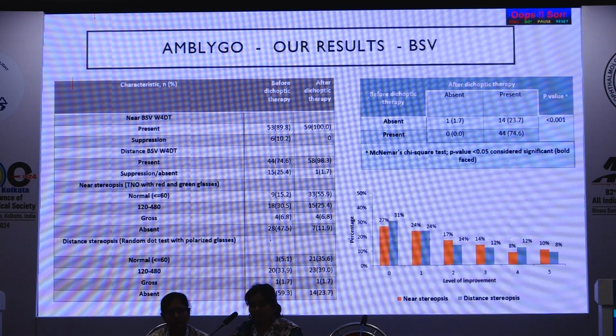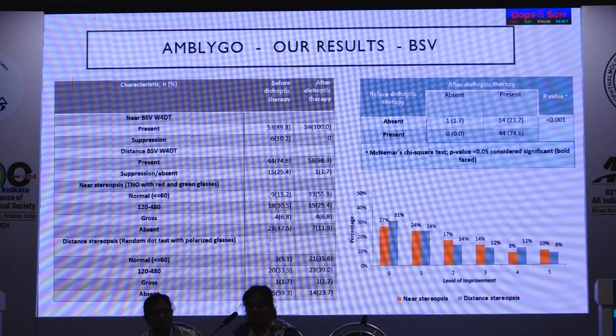And for distance, initially around 74% had, and at the end of the therapy, 98% had gained distance binocular vision. 15 patients had suppression before the therapy. At the end of the therapy, only 1 patient had distance suppression. So there you can see the difference in distance. While near, many of them do have near BSV at the start of therapy, especially in anisoamblyopia. But at the end of therapy, you see that distance suppression has almost gone.